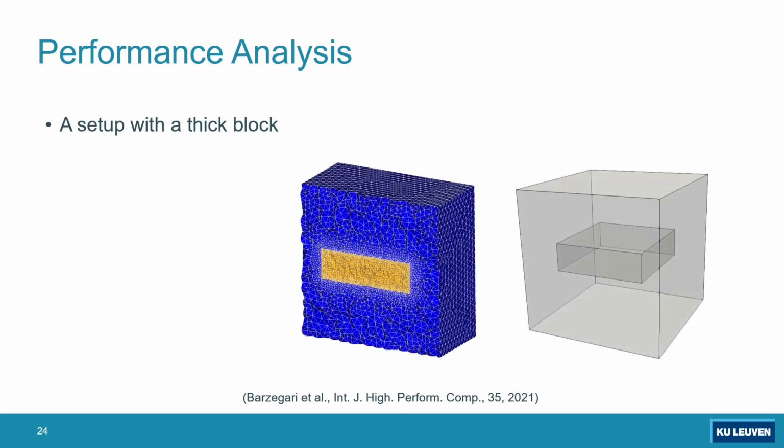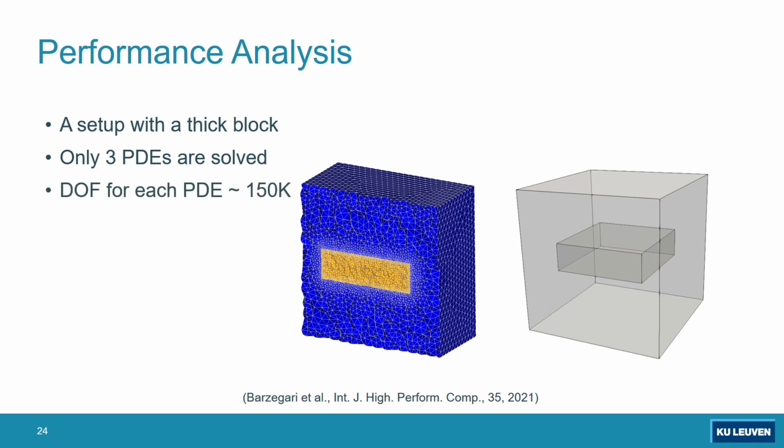So a setup with a thicker block was considered in this work, and only 3 PDEs out of like 7 or 8 were solved. And the degrees of freedom, so this was not actually a very big problem. Degrees of freedom was around 150,000, and the elements were around 1 million.